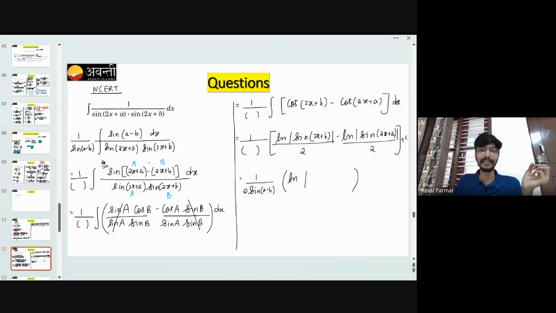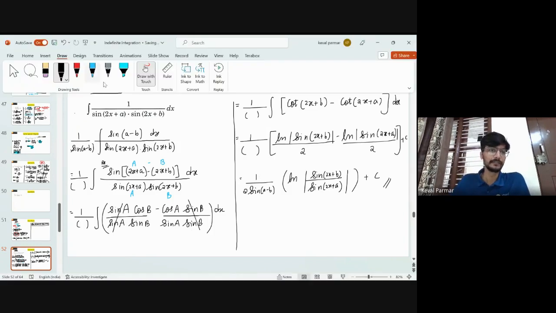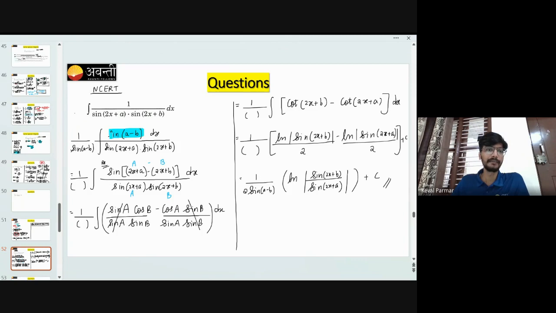I can write it as ln of sin 2x plus b upon sin 2x plus a plus c. This is my answer. I hope it is clear. Now the main thing is here, why did I multiply and divide by sine? The main doubt you should get is why did I multiply and divide by sine?